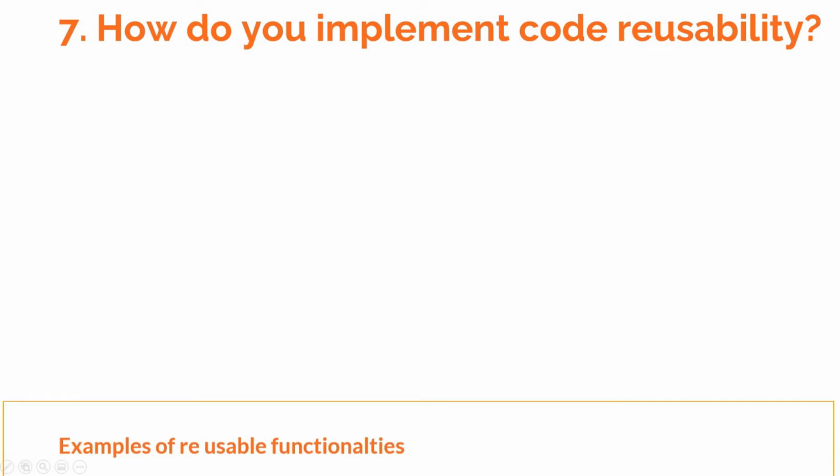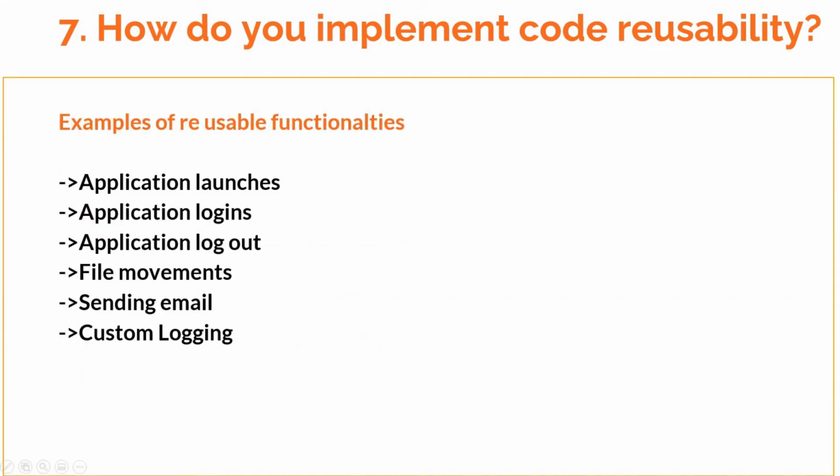So the first is application launches. You might have multiple applications, say web or desktop. All those applications have to be launched initially in order to start our automation activities. So this application launch can be made reusable so that you can use it in your other processes. Also, application logins and application logouts follow the same approach.